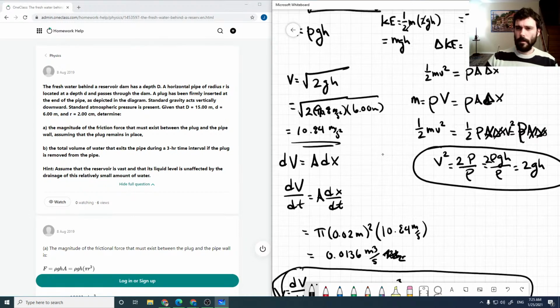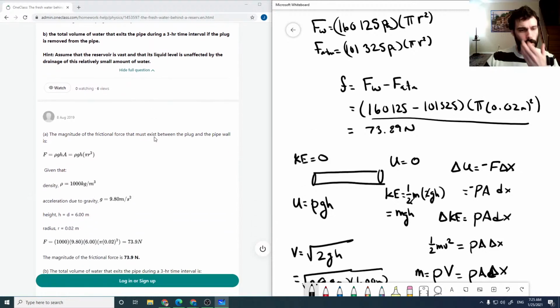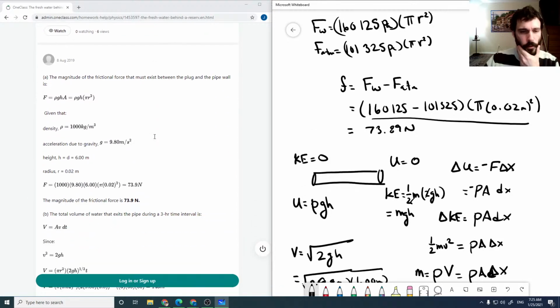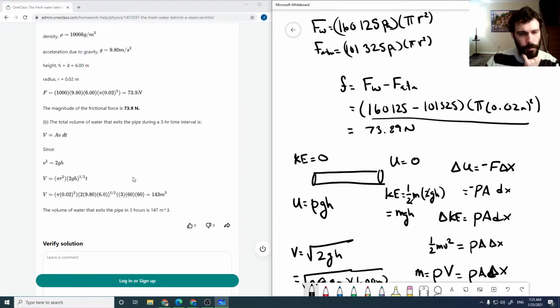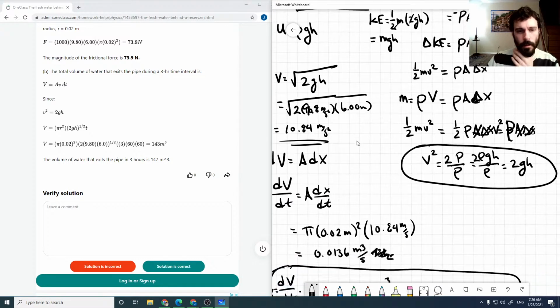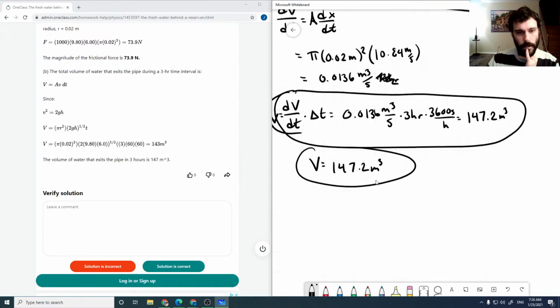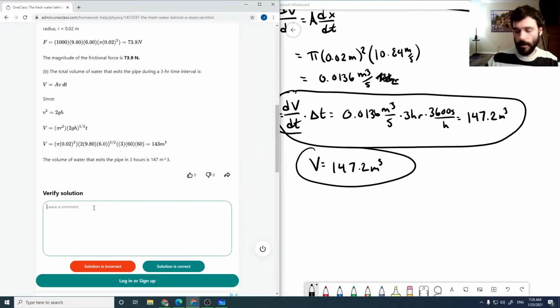Okay. All right. So checking to the solution here. So we get our frictional force is 73.9 newtons, so that looks good. We can set v squared to 2gh and solve for our total volume as 147.2. What? Okay, 147 is what they gave at the bottom, and 143, so that must be just a mistake. So that looks good.